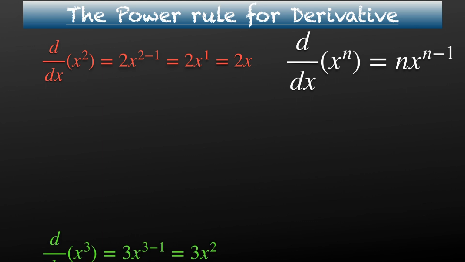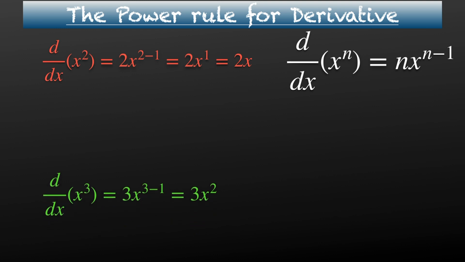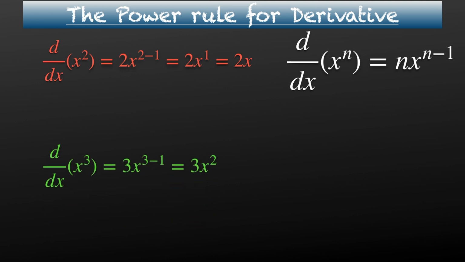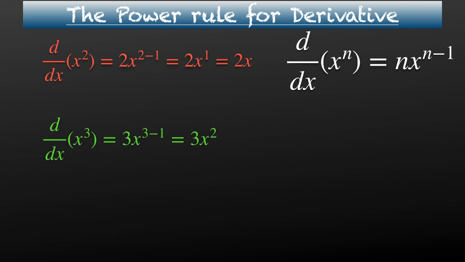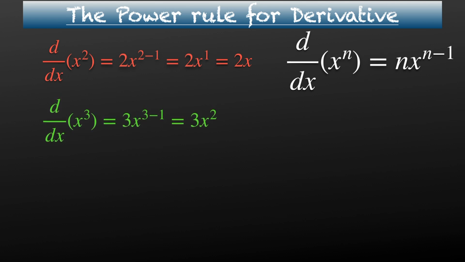Now let us look at another example, d by dx of x cubed. In this case, you move the constant 3 up front and multiply it with x, and 1 power goes out by 3, and you will get the answer 3x squared. Let us look at another example, d by dx of x^4. In this case, move the constant 4 up front, multiply it with x, and 1 power goes out by 4, and you will get the answer 4x cubed.